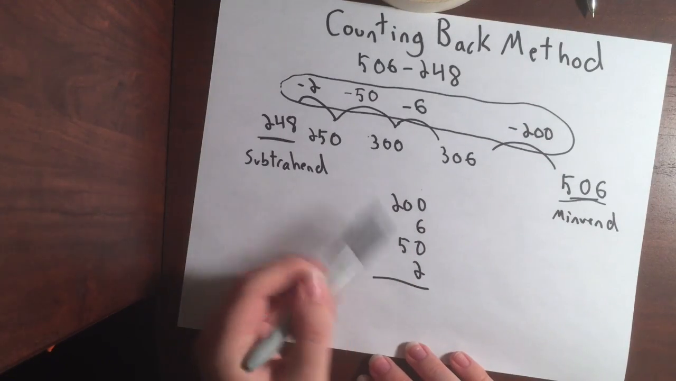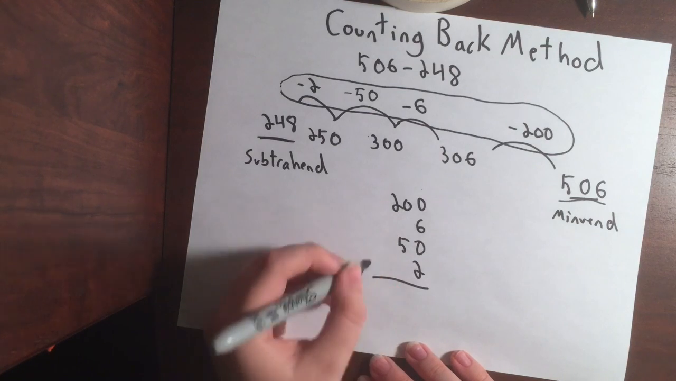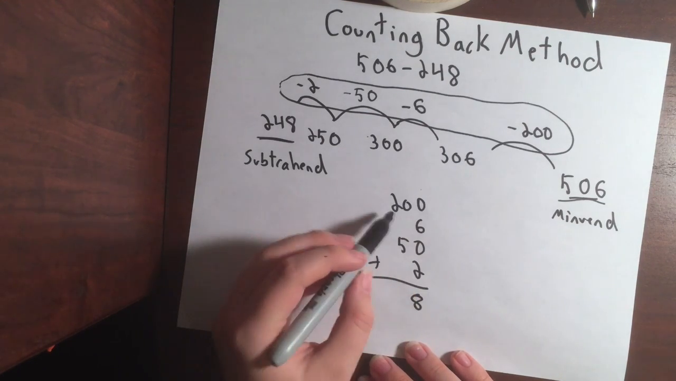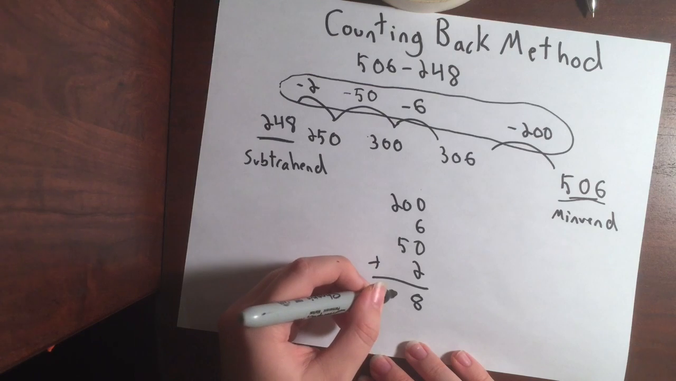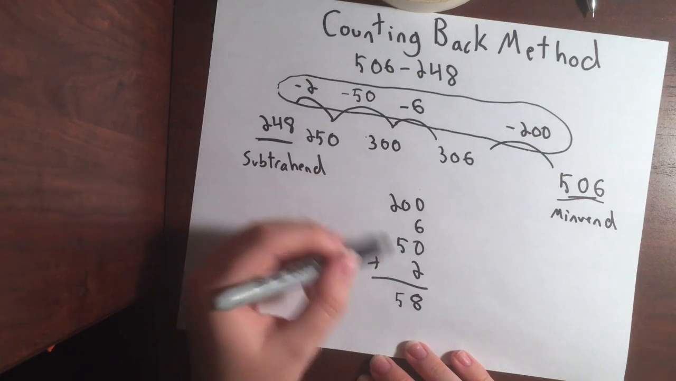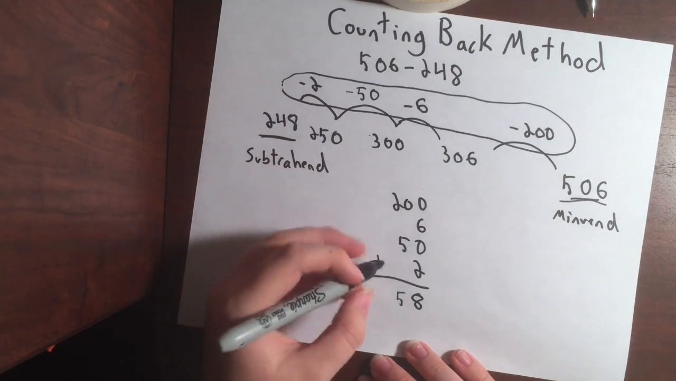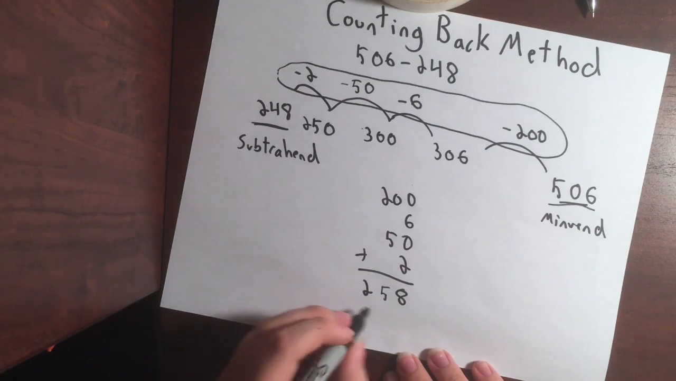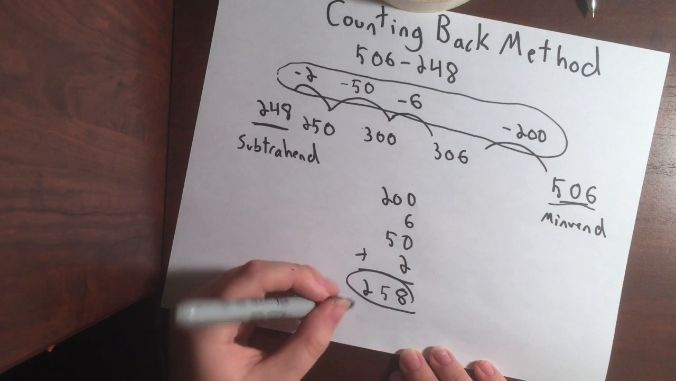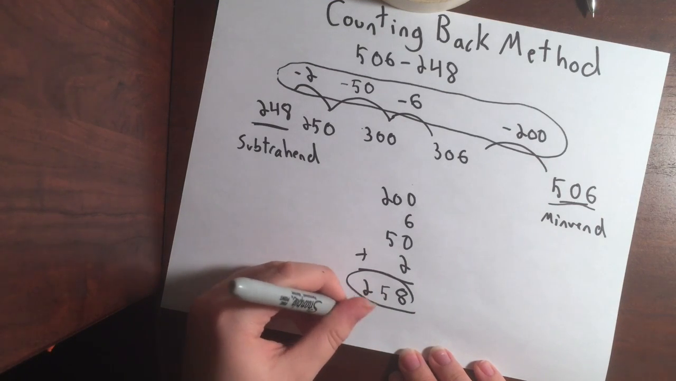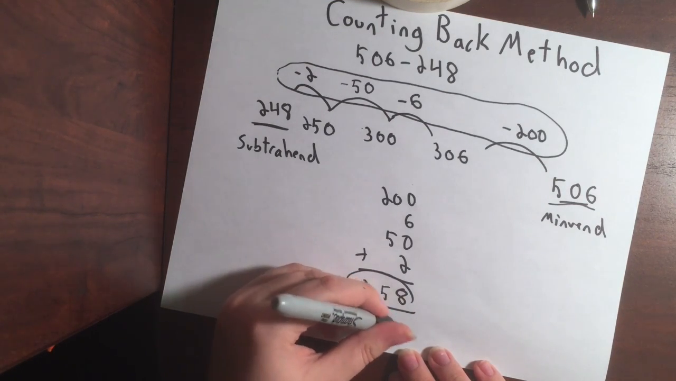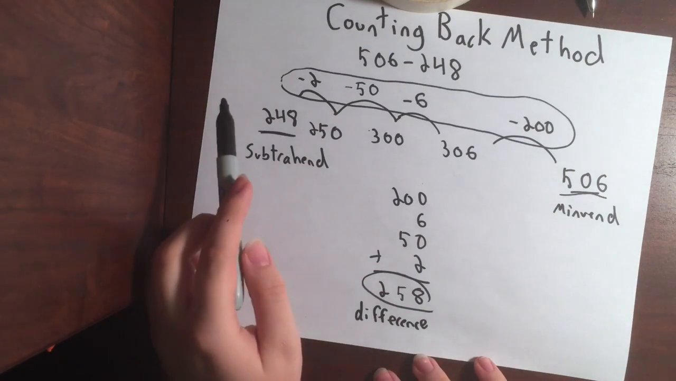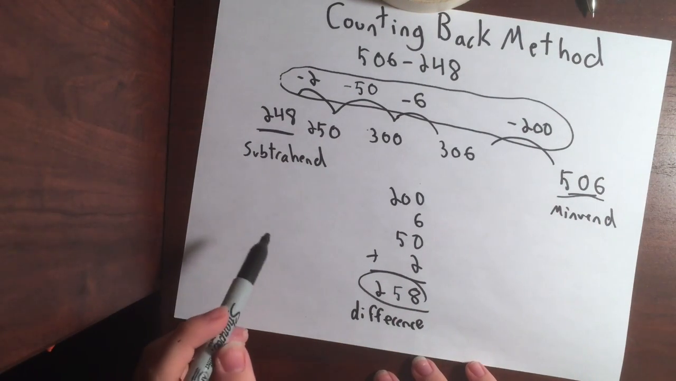So adding up our 6 and our 2 in our ones place, we get 8. Adding up our 0 and 5, we get 5 for our tens place. And for our hundreds place, adding up 2, we get 258. This is our difference. That's how you use the counting back method to solve a subtraction problem.